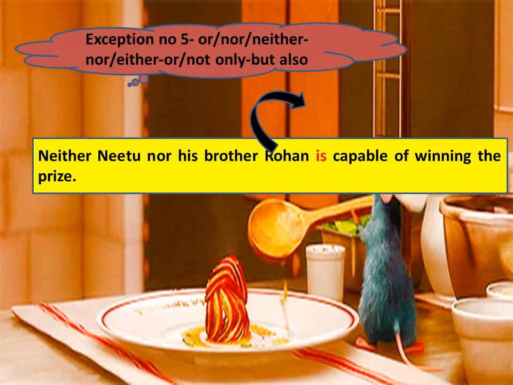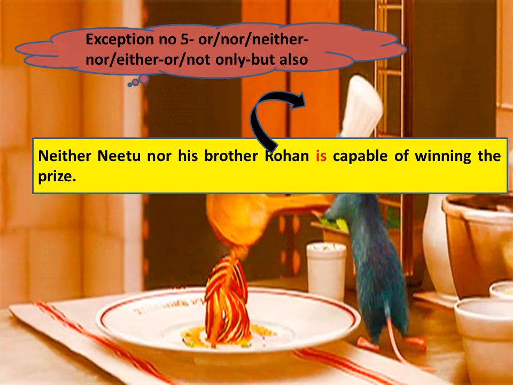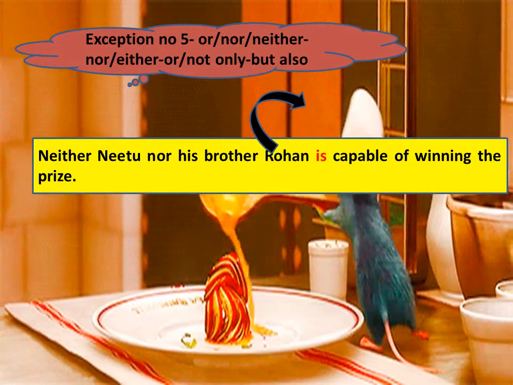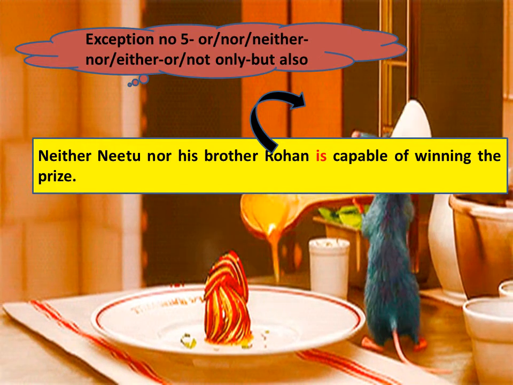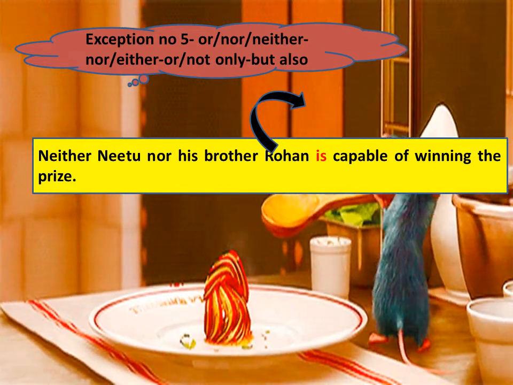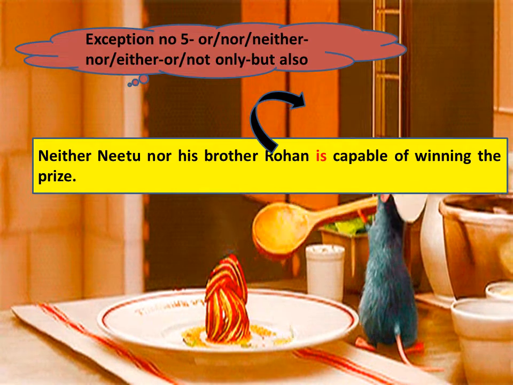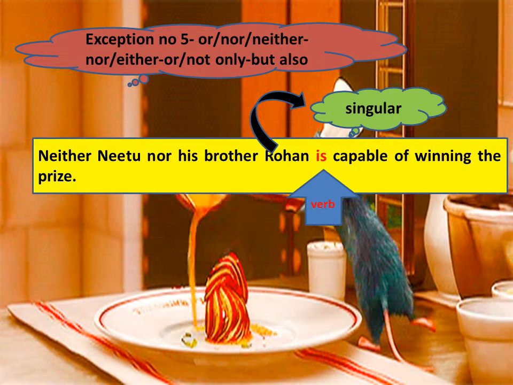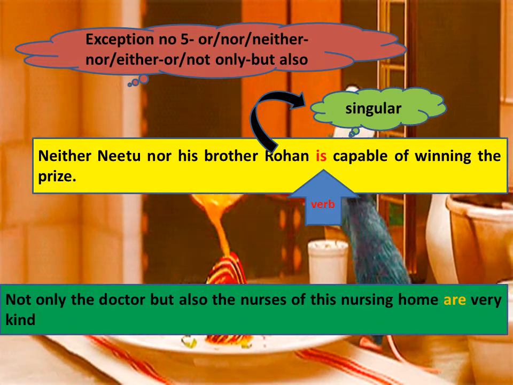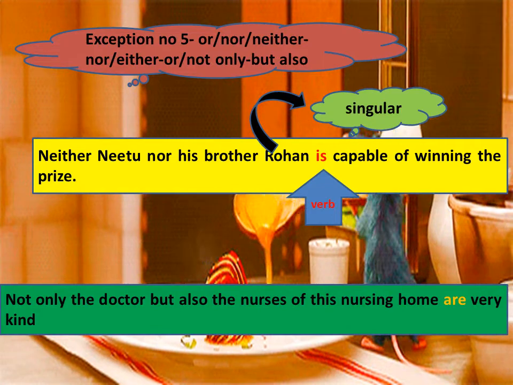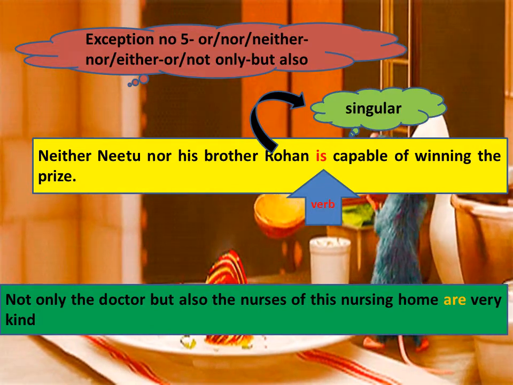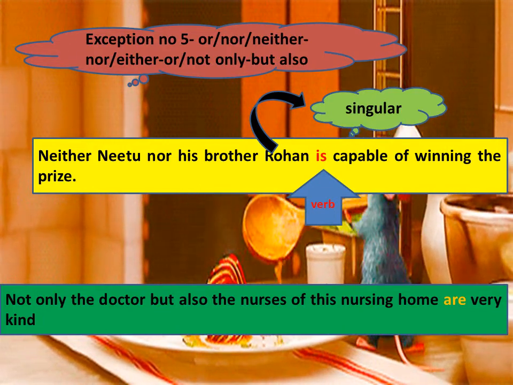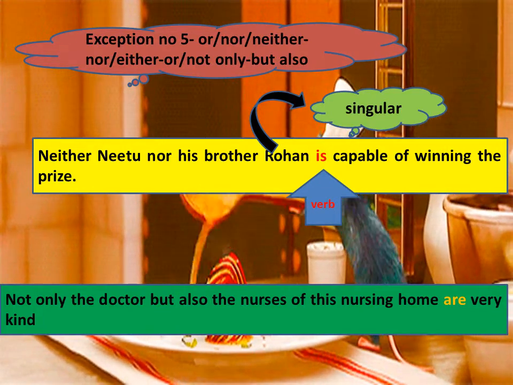Whenever or, nor, neither nor, either or, not only but also are used to form a subject, you always see the subject just before the verb. If that subject is singular, you use a singular verb. If it is plural, you use a plural verb next to it. So here in this sentence, neither Neetu nor his brother Rohan is capable of winning the prize, before the verb, which subject is coming? Rohan, and Rohan is one person, right? So it is singular, so the verb next to it should be singular. Let's move to the next example.